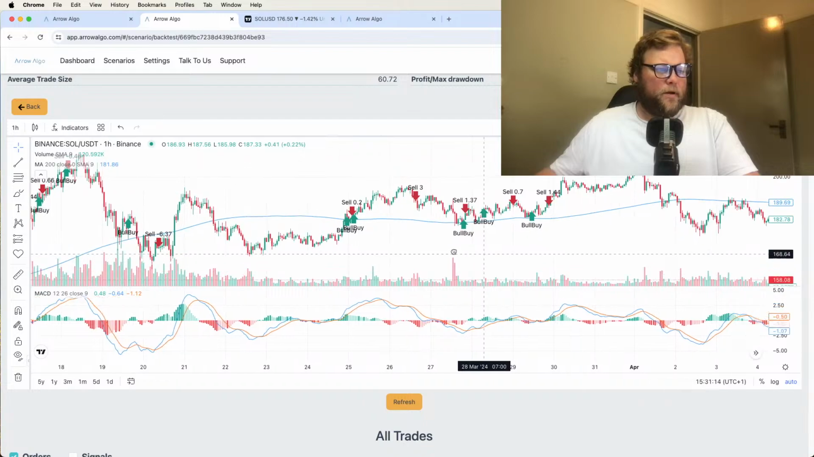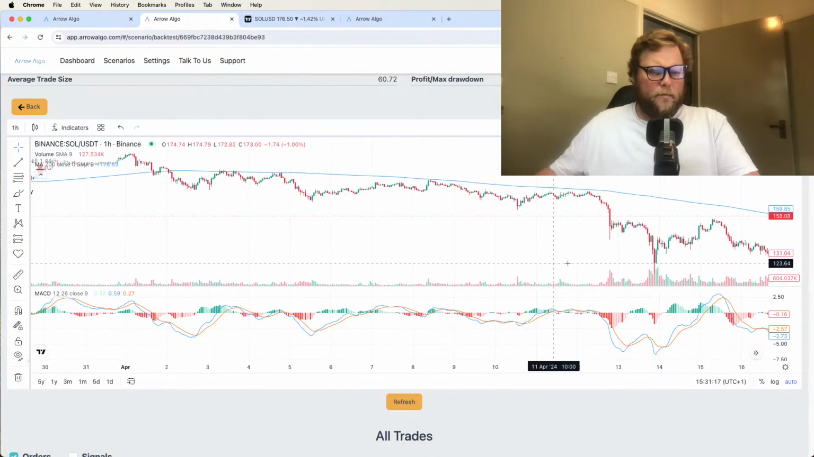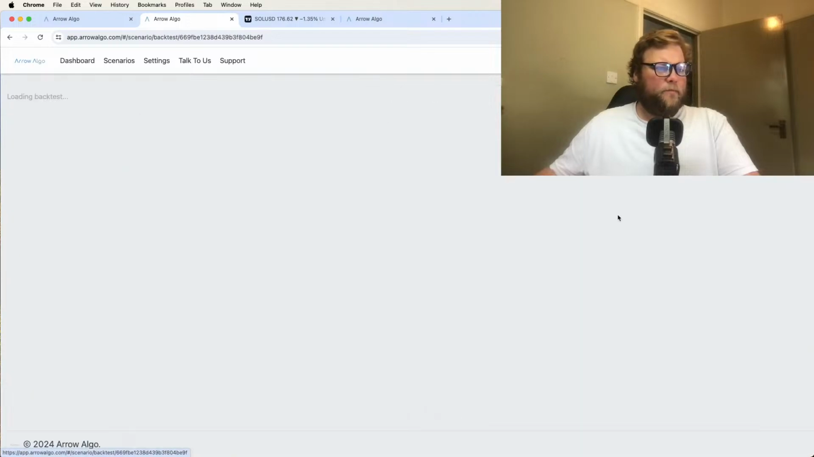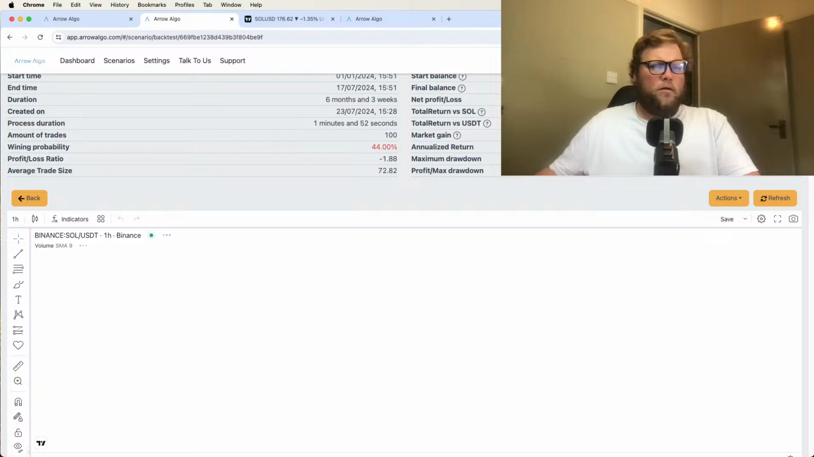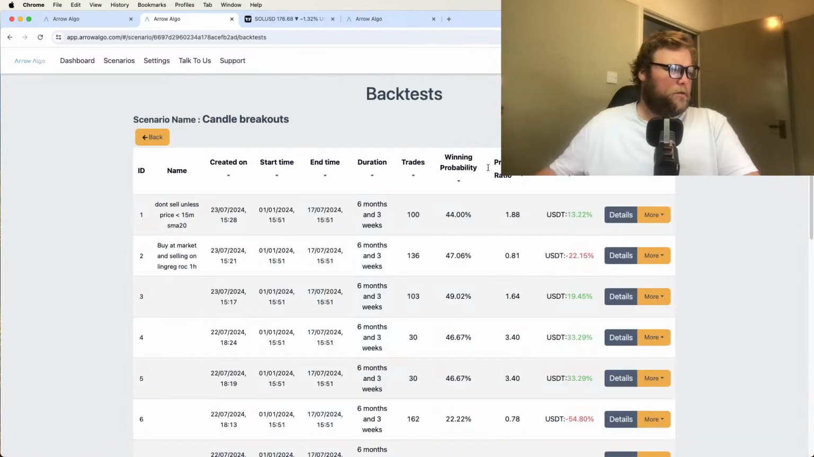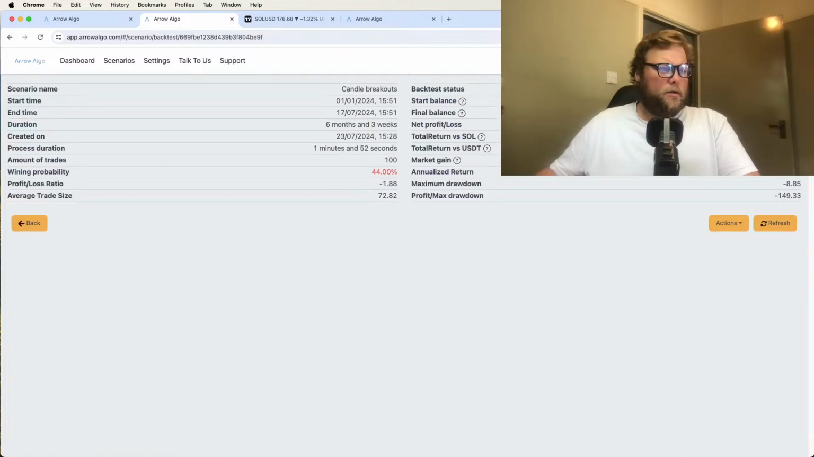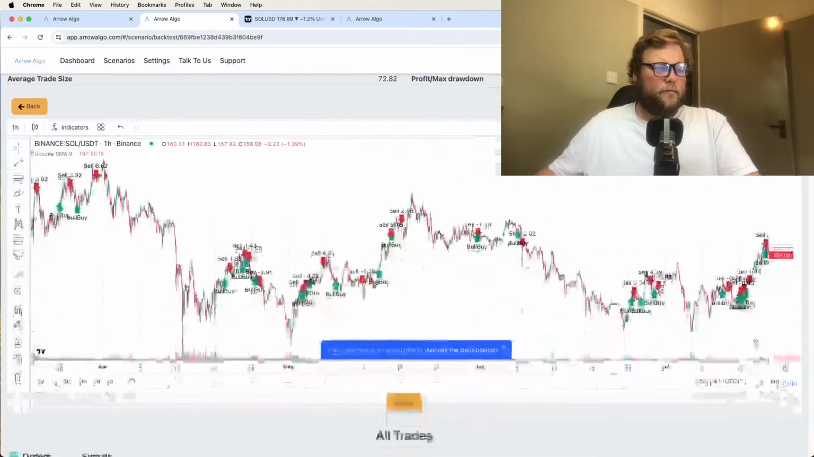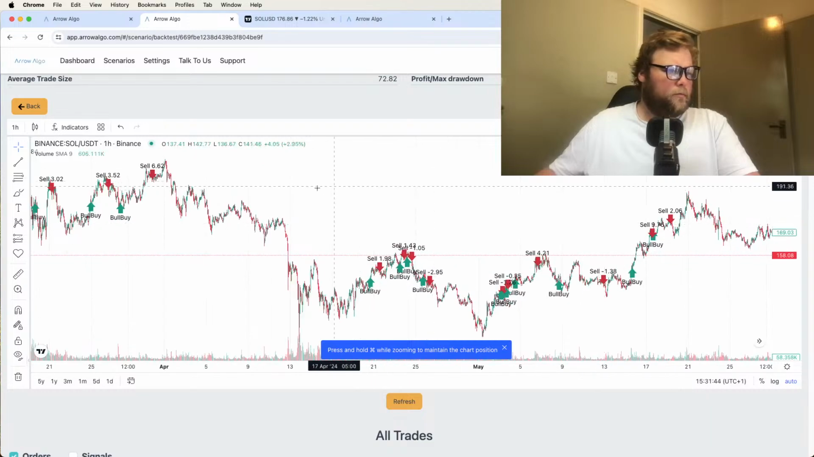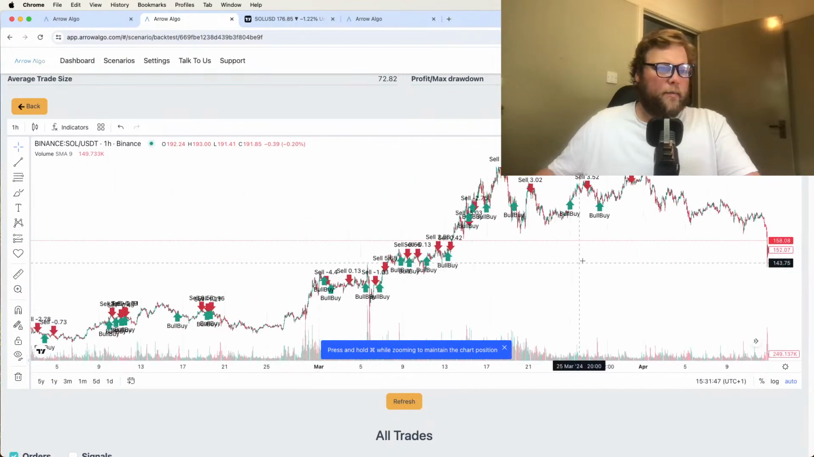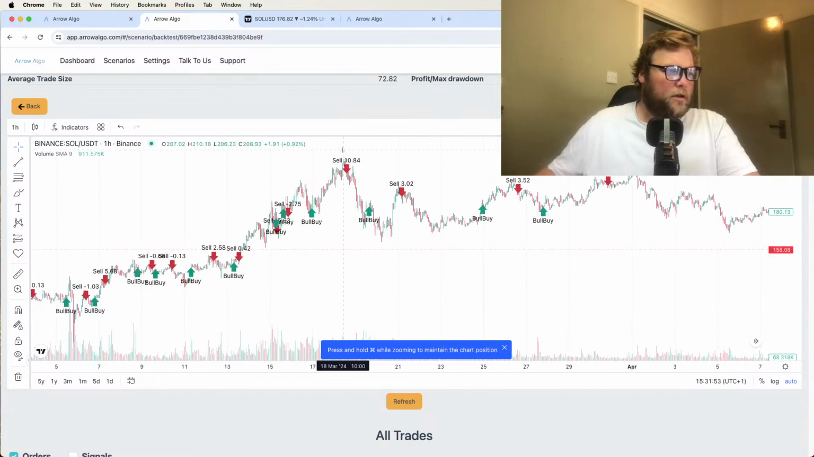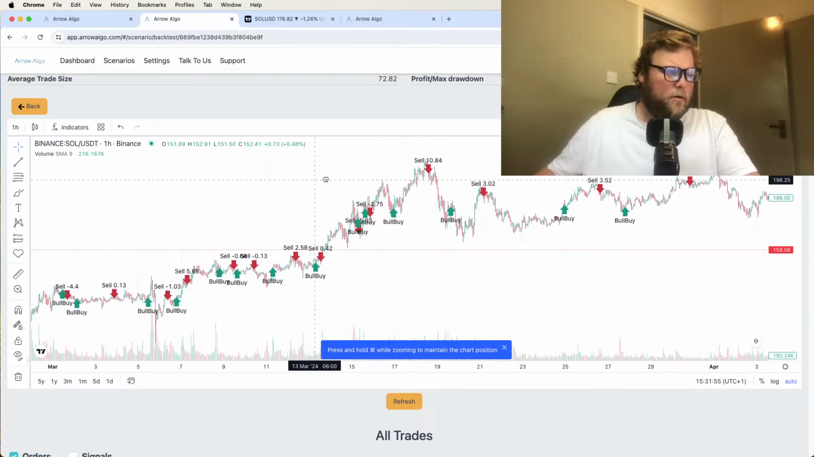Perhaps using the MACD might be a good idea. So here's the results of the last test. Don't sell unless the price is under 15 minutes. So hopefully we should see some better sell signals here, and yeah, there we go. Got some nice sell signals here at the top of the market. It's still slightly after the top, but it's closer than it was before.